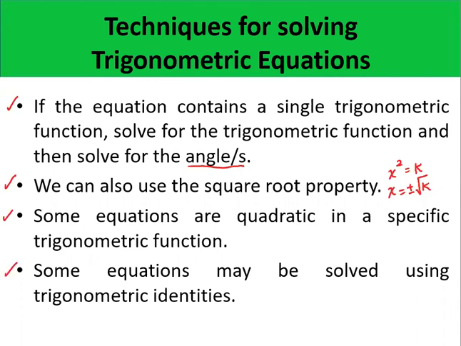Now, the fourth technique is some equations may be solved using trigonometric identities. So you have to make sure that you remember the basic identities, the ratio identities, the reciprocal identities, the sum of squares identities, and sometimes it will require recalling the double angle and the half angle identities.